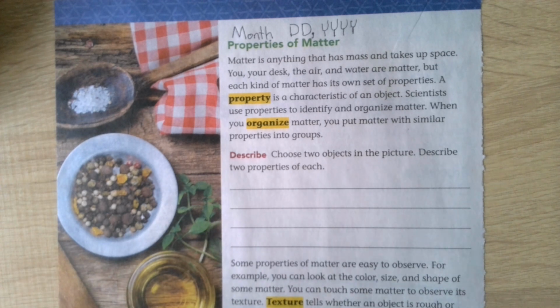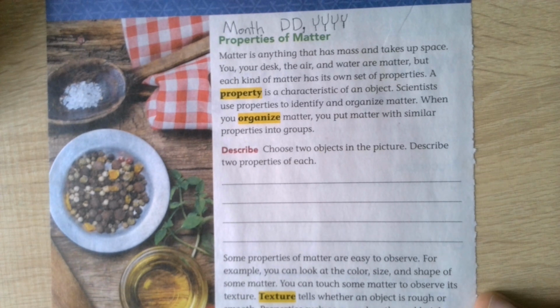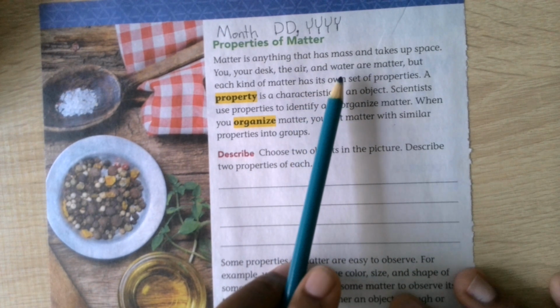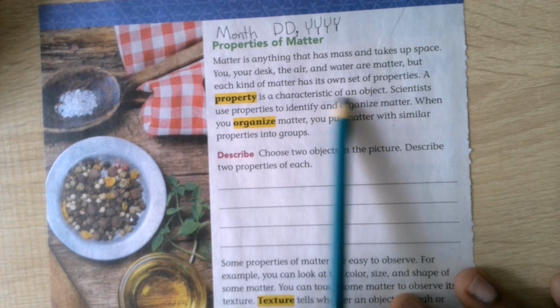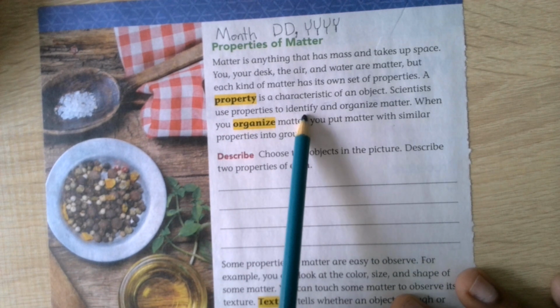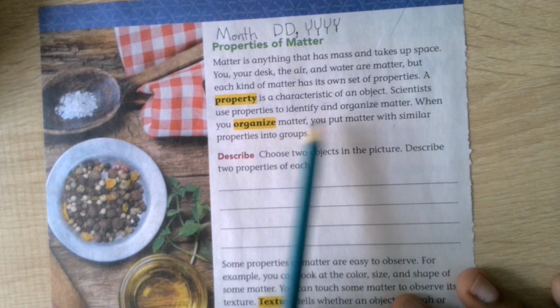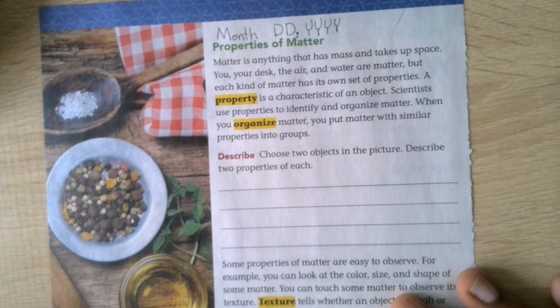Matter is anything that has mass and takes up space. You, your desk, the air, and water are matter, but each kind of matter has its own set of properties. A property is a characteristic of an object. Scientists use properties to identify and organize matter. When you organize matter, you put matter with similar properties into groups.